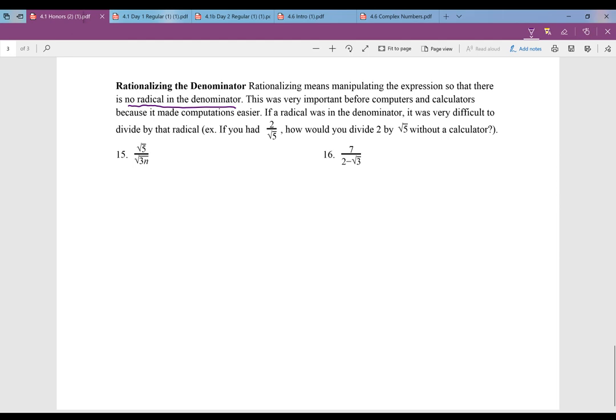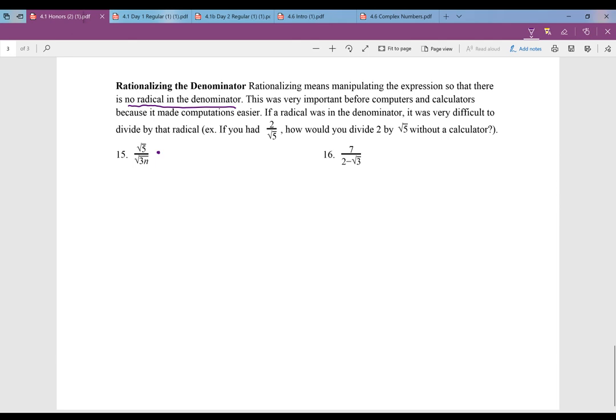If we had to do 2 divided by root 5, where would we even start? So, what they would do is move them to the top. Now, you can't just do anything to an expression because it could change the value of the expression. But what you can always do is multiply by 1, right? If we multiply 1 by 1, it just stays the same.